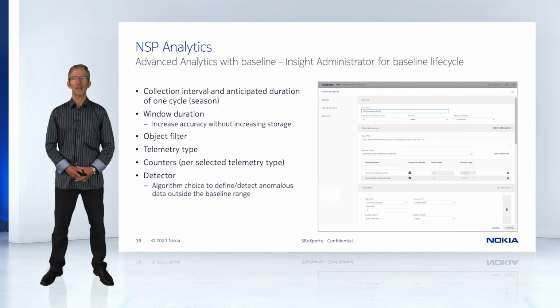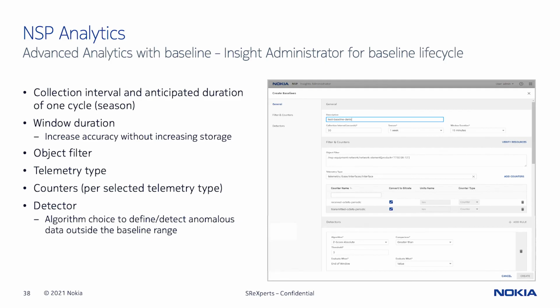We're going to take a look now at how you program the baselines. That's all done within the Insight Administrator. Basically, this will be applied to a set of key resources. So that's what the object filter is about. So it could be network elements, ports, and so on. The example here given is on interfaces.